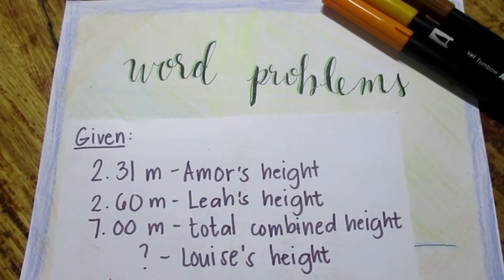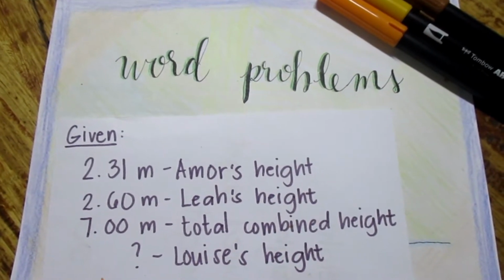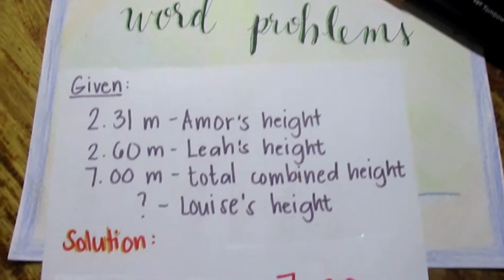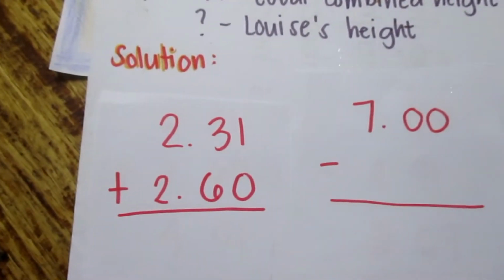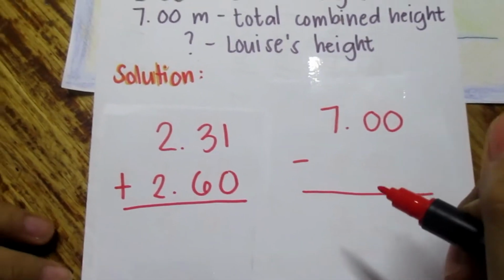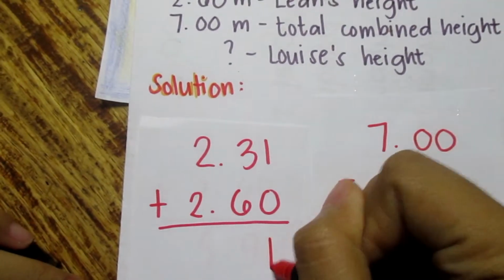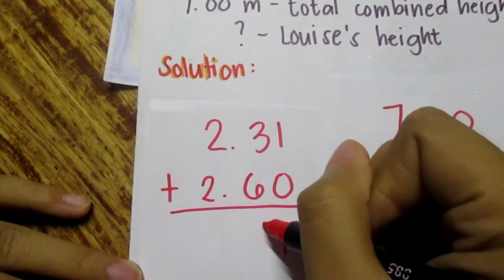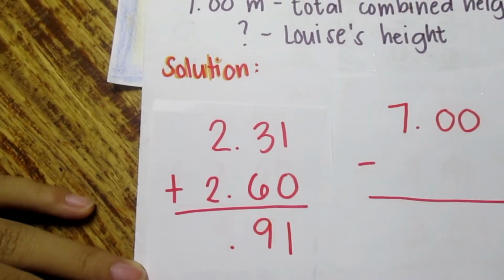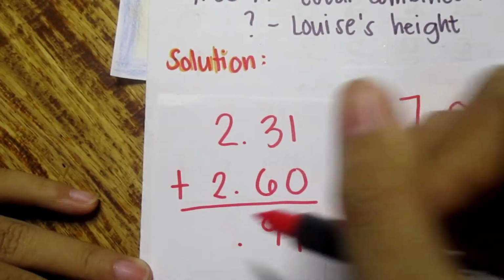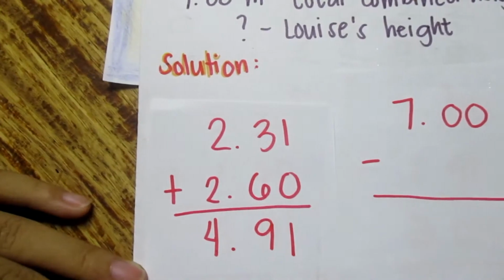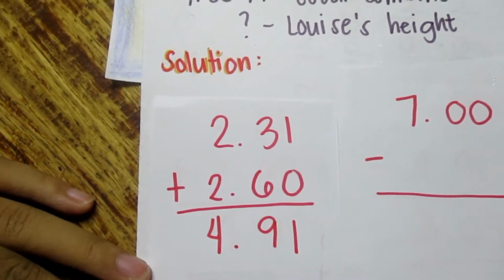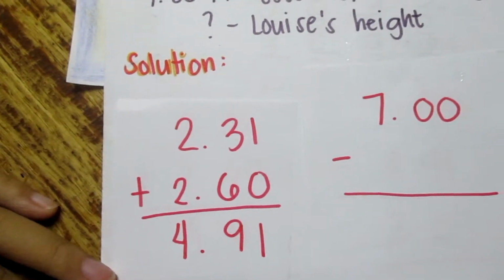So in order to get Lois' height, first, let's add Amor and Leia's height. So 2.31 plus 2.60: 1 plus 0 is equal to 1. 3 plus 6 is equal to 9. Put a decimal point, and 2 plus 2 is equal to 4. Next is to subtract 4.91 from 7.